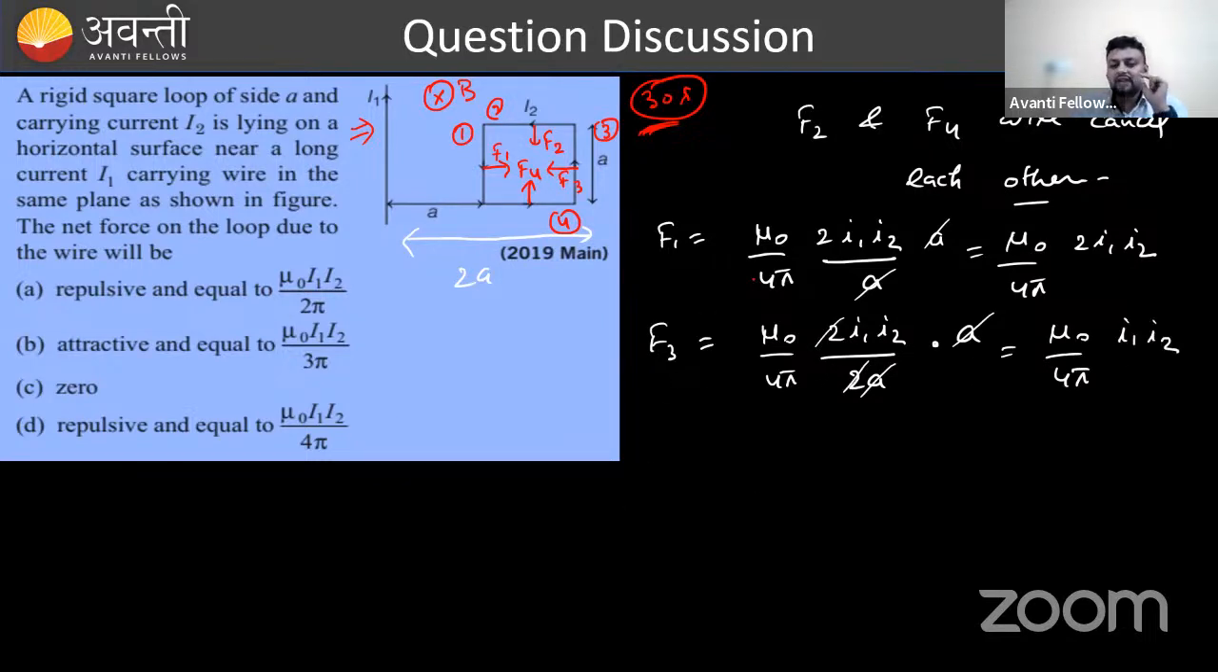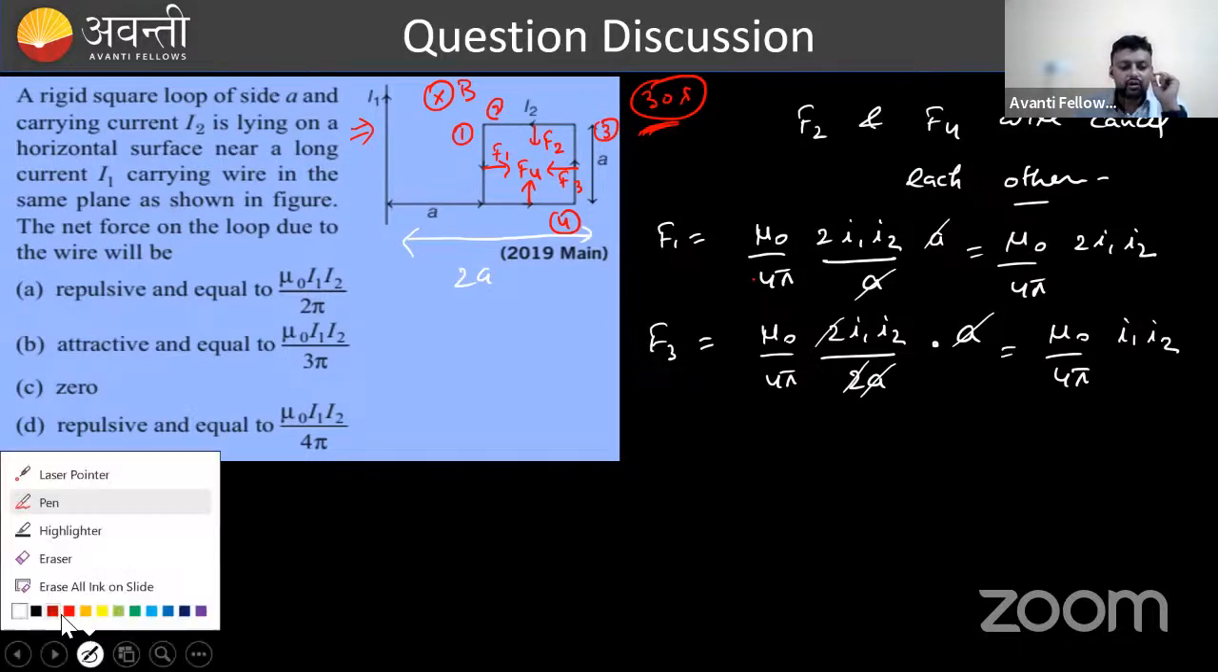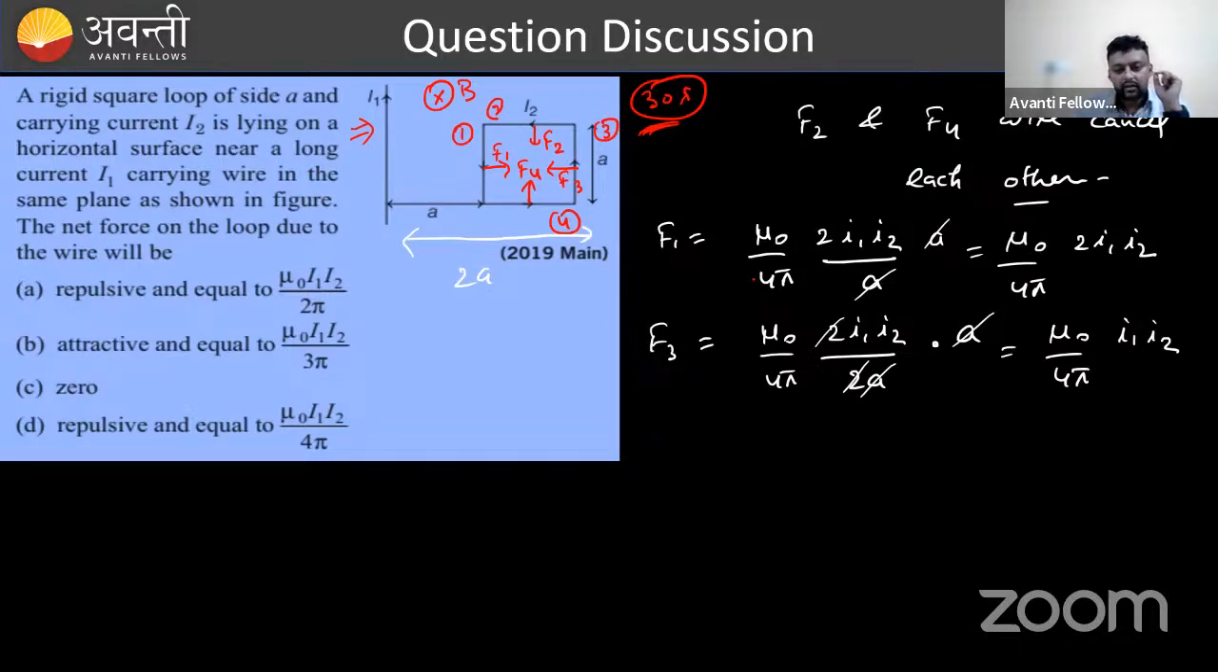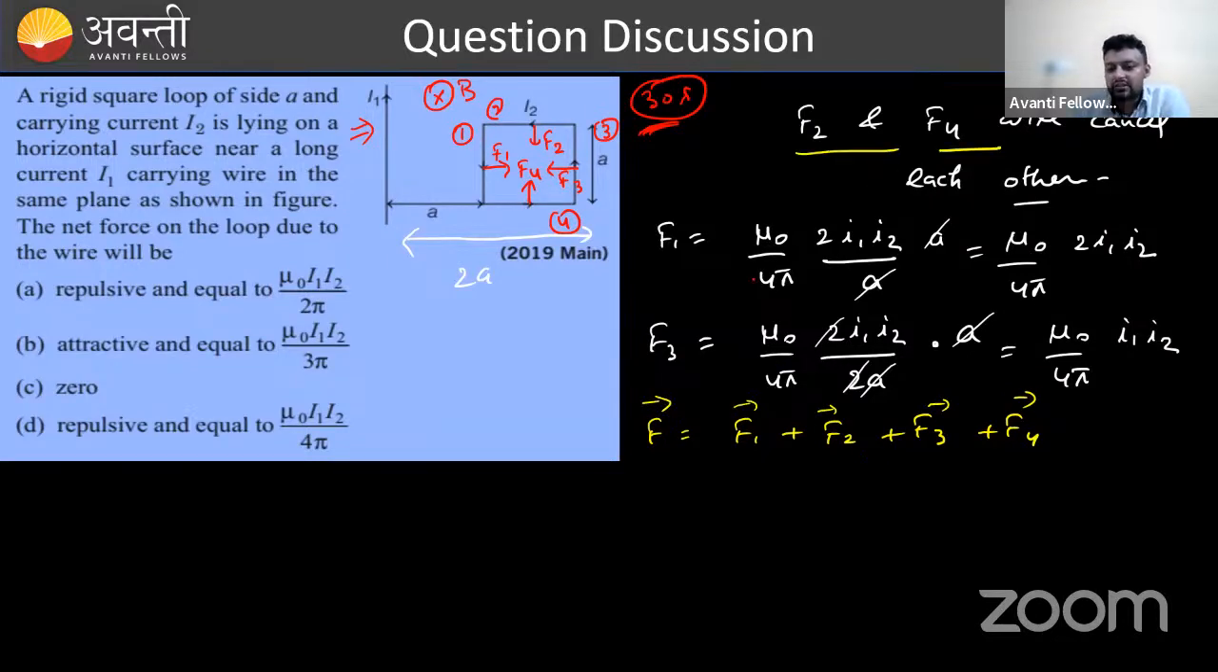So you have two forces, F1 and F3. So what is the net force? Net force F is equal to the vector sum of all the forces F2, F3, and F4. Out of which I have already told you that F2 and F4 will cancel each other. What remains? F1 and F3.